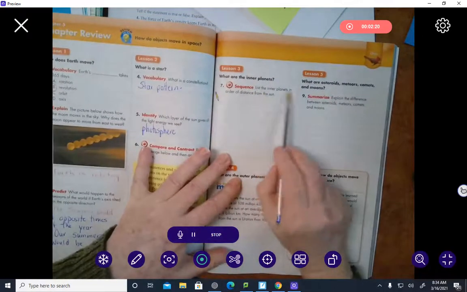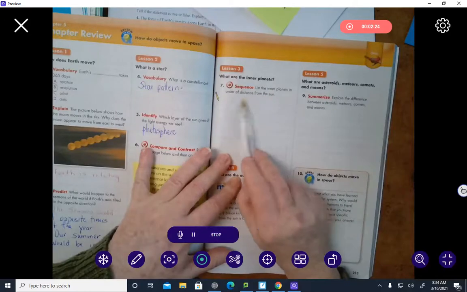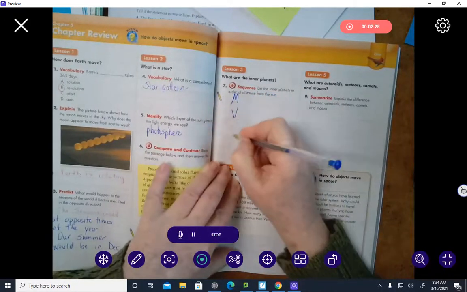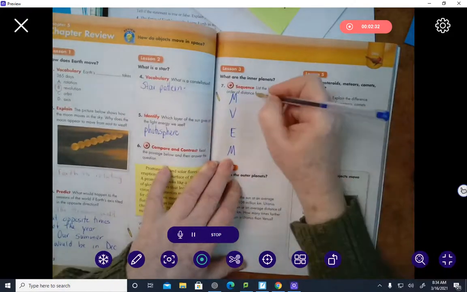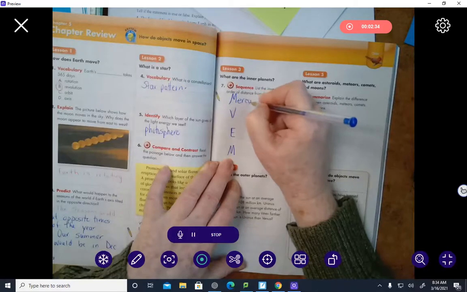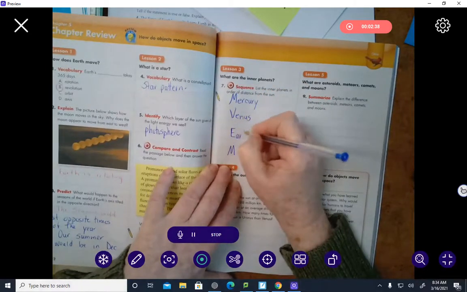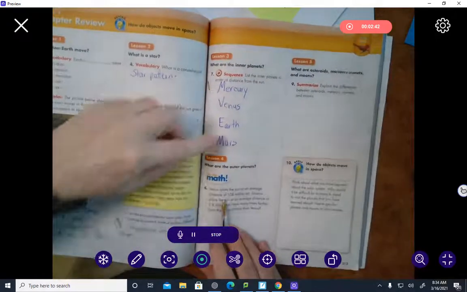List the inner planets in order of distance from the sun. So in other words, from the sun, they want the closest ones. So, my very educated mother. Okay, so we got Mercury, Venus, Earth, and Mars. What are the outer planets?